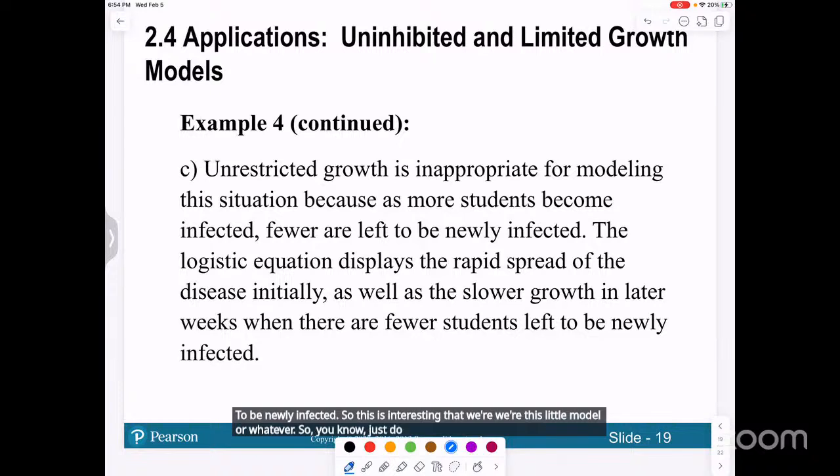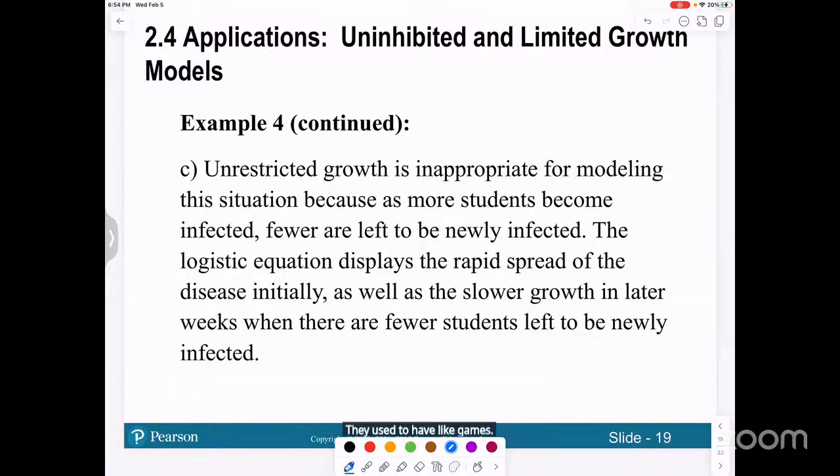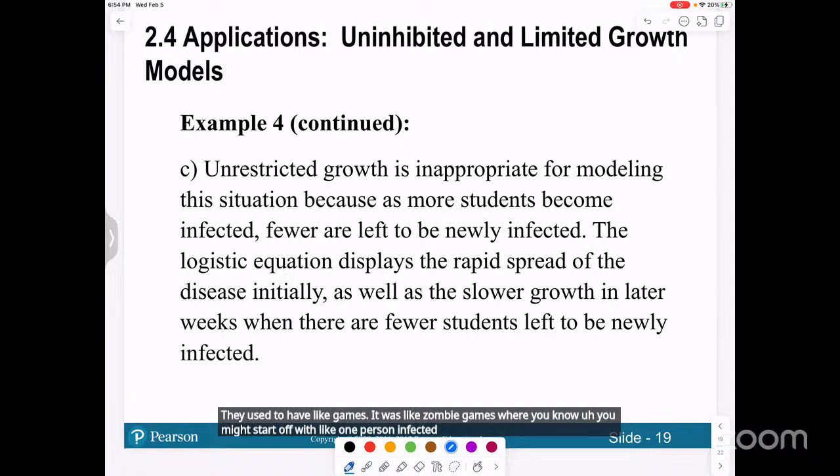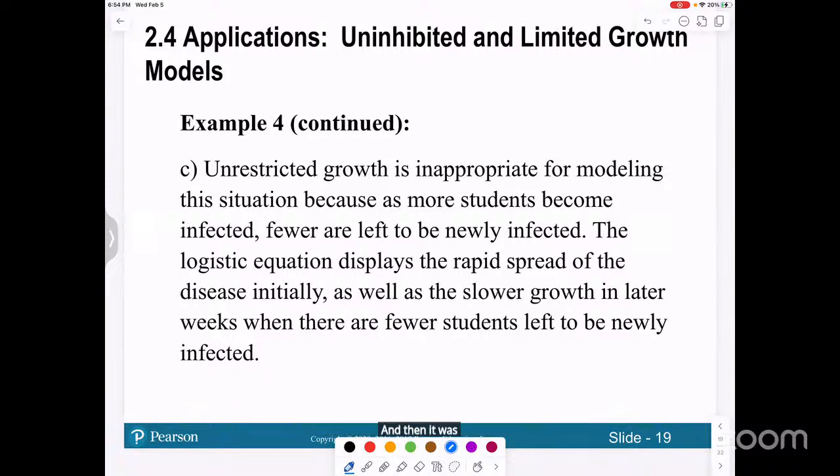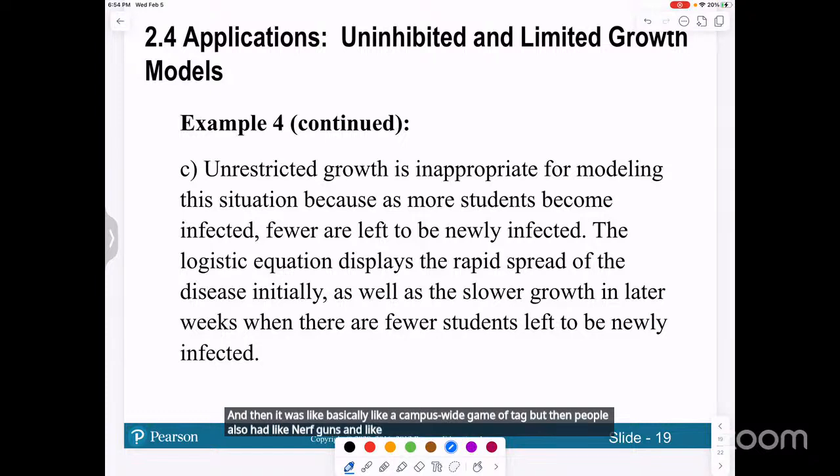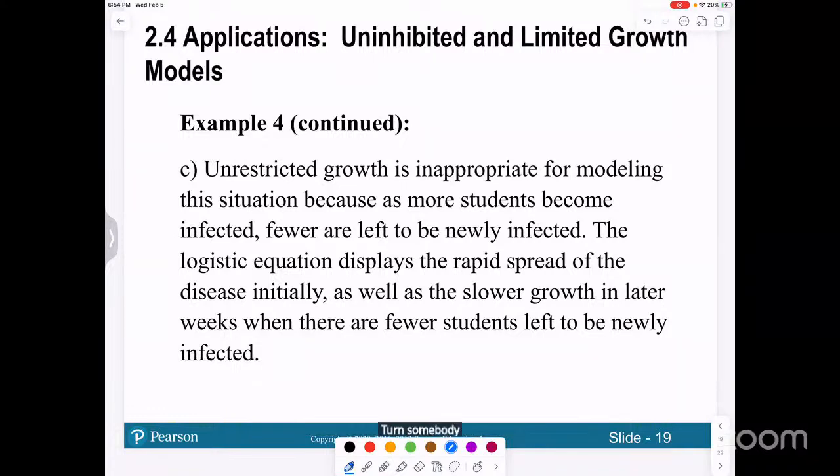But it's a little bit of a story time. So when I was in grad school, I want to say when I was in Florida, they used to have zombie games where you might start off with one person infected. And the people that were zombies would wear an orange bandana somewhere on their body. It was basically a campus-wide game of tag. But people also had Nerf guns, so if a zombie got hit with a Nerf gun, it's basically like airsoft. If you get hit, then you can't turn somebody for some amount of time, right? So, starting with one person, how many people can they turn?